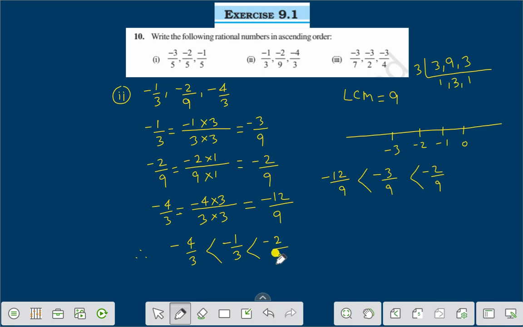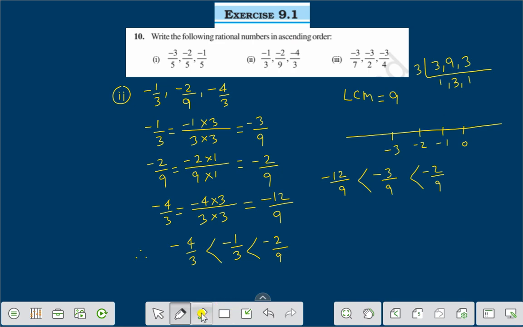Right? Therefore, minus 4 by 3, that is this one, is less than minus 3 by 9, that is minus 1 by 3, and minus 1 by 3 is less than minus 2 by 9. Right? Now we'll solve question number 3.